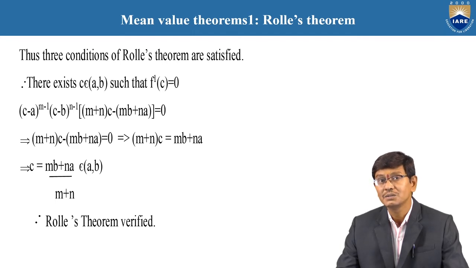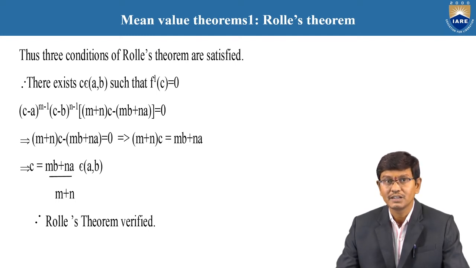By equating it to 0, the first part is totally 0. From the second part, m plus n into c minus mb plus na is equal to 0. So m plus n into c is equal to mb plus na, and from this equation we need to find the value of c. Therefore, c is equal to mb plus na by m plus n. For any values of a comma b, this automatically lies in between a comma b only.